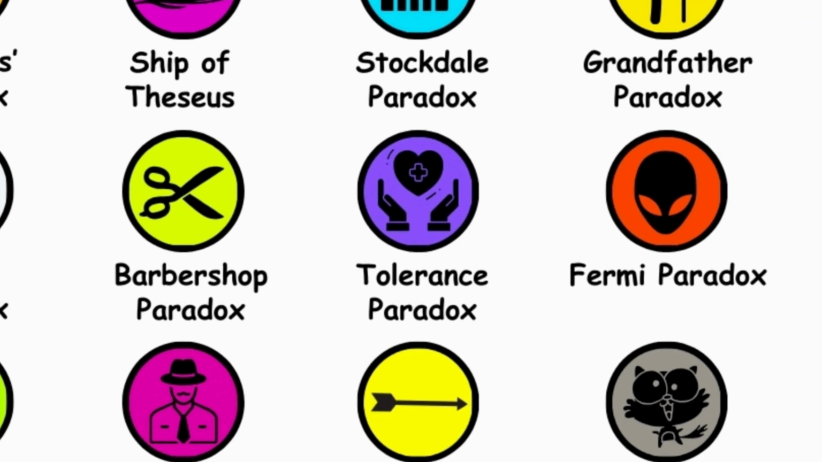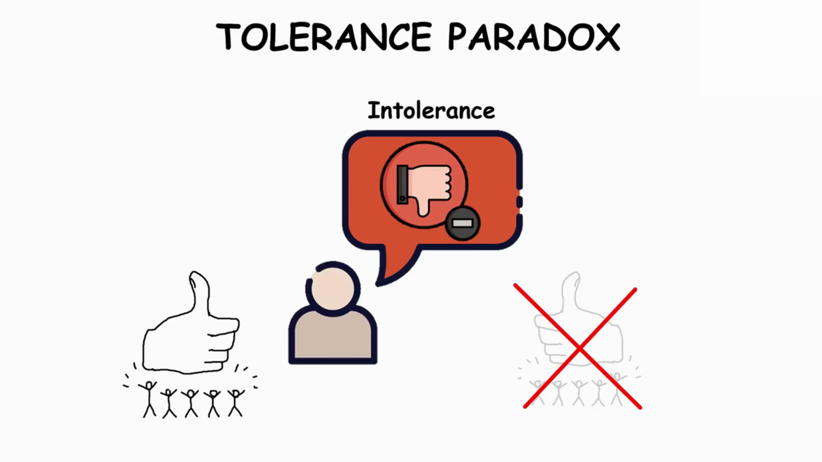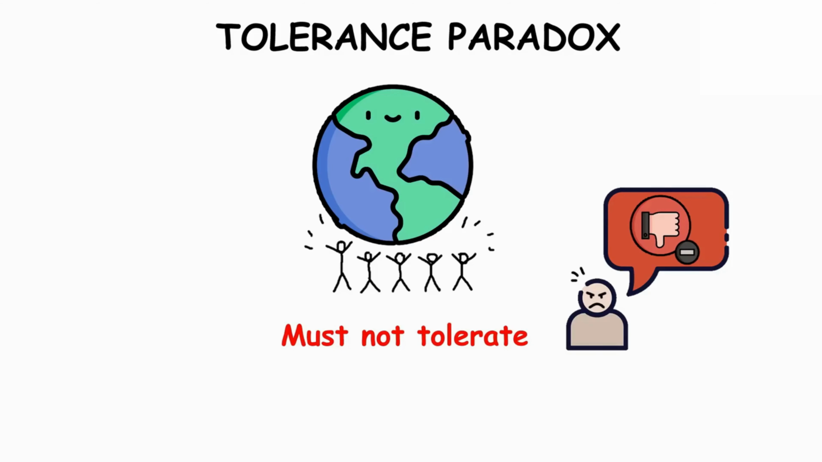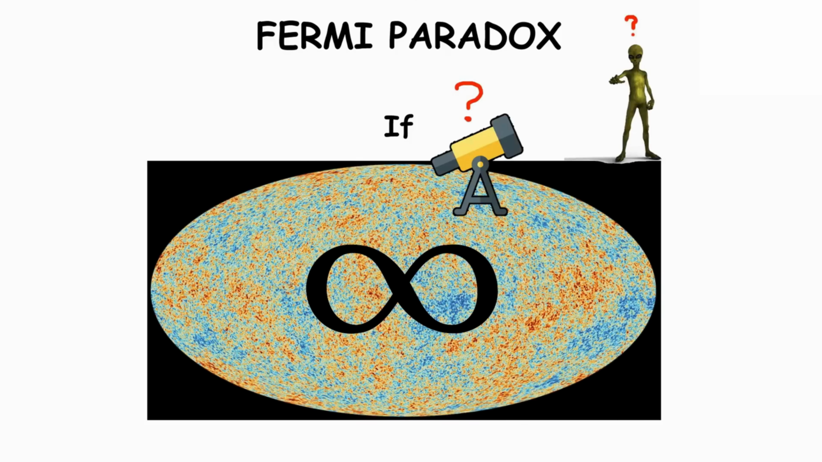Tolerance paradox. Unlimited tolerance can make tolerance disappear, as it allows too much intolerance. For a tolerant society to survive, it must not tolerate intolerance. Fermi paradox. If the universe is infinite, why haven't we seen any aliens?